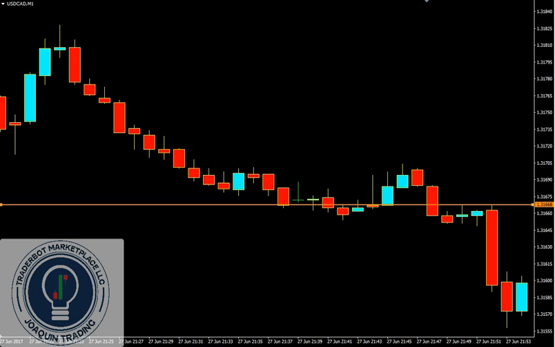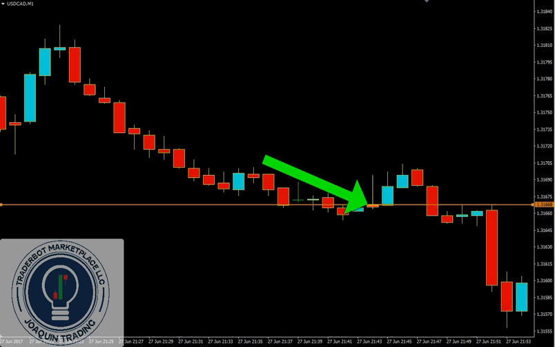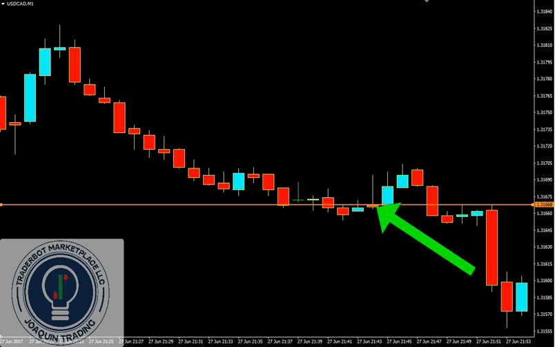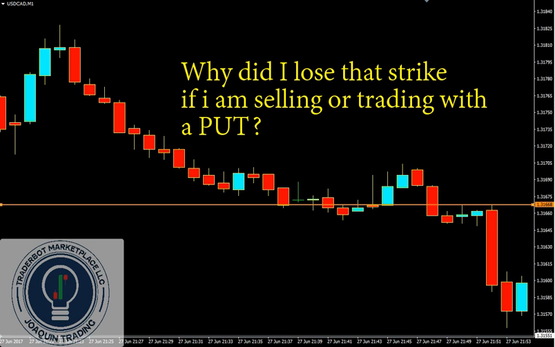However, did price win? Well, I don't know. We're going to talk about that here in just a second. Now, look at this candle. Price opened here and it closed almost identical here, but it did fall. So why did I lose that strike if I'm selling?